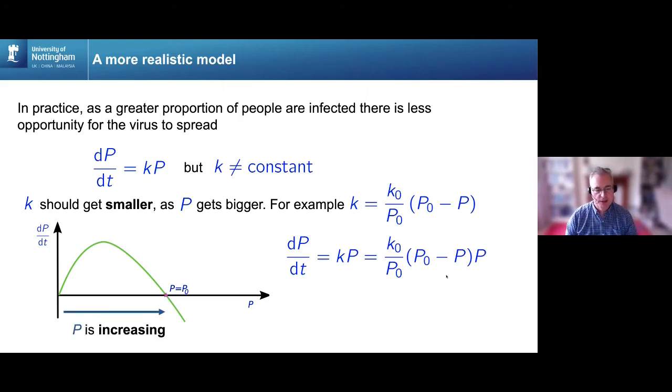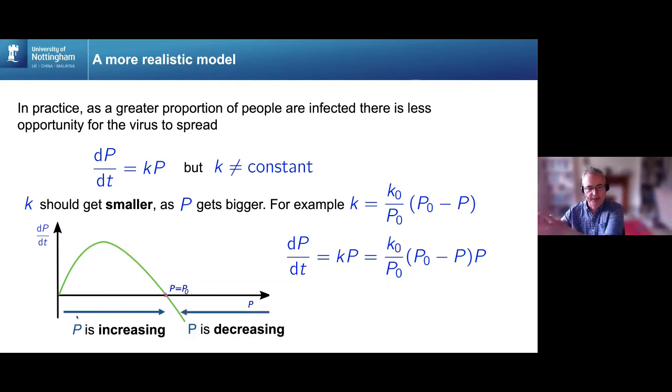The thing that's more important is that if I look at the graph of dp/dt as a function of p, whenever that graph is above the horizontal axis, so when dp/dt is a positive number, it means that p is increasing. Remember that from the early slides, and it means that as p increases, it's going from left to right on the plot that I've shown here.